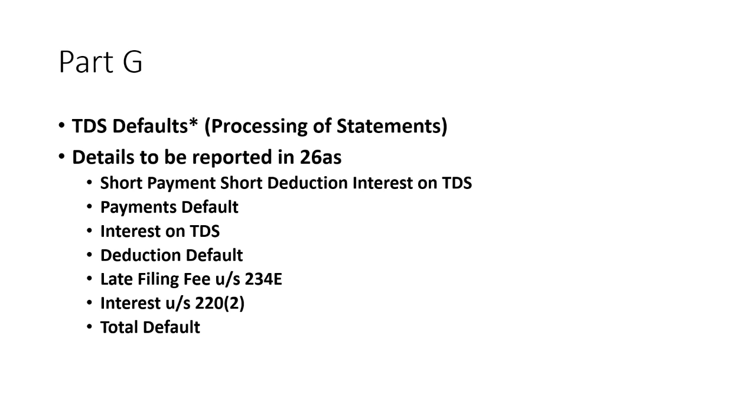TDS defaults, processing statements. Details to be reported in 26AS: short deduction, interest on TDS, payment defaults, interest on TDS, deduction, non-deduction, late filing under section 234E, because some of the people who are deducting tax may file the quarterly returns late. What is the late filing fee? Everything will be disclosed in 26AS. What is the other default? Interest under section 220E.